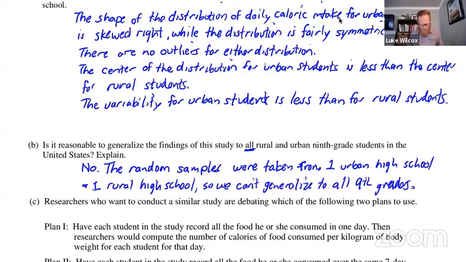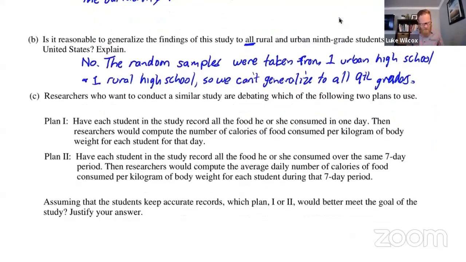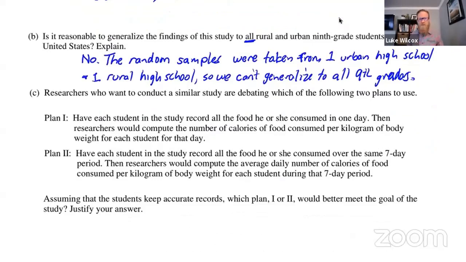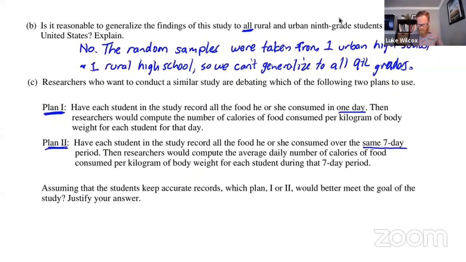Okay, so that takes care of part B, and we can move on to part C, which says, researchers who want to conduct a similar study are debating which of the following two plans to use. Okay, plan one, have each student in the study record all the food he or she consumed in one day. Then researchers would compute the number of calories of food consumed per kilogram of body weight for each student for that day. Plan two, have each student in the study record all the food he or she consumed over the same 7-day period. Then researchers would compute the average daily number of calories of food consumed per kilogram of body weight for each student during that 7-day period instead of 1 day. Assuming that the students keep accurate records, which plan, one or two, would better meet the goal of the study? Justify your answer.